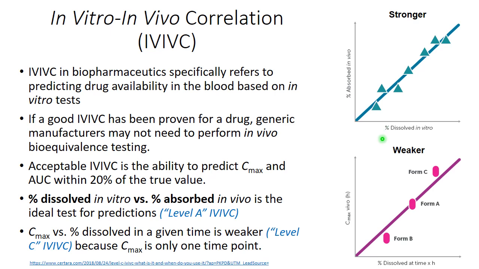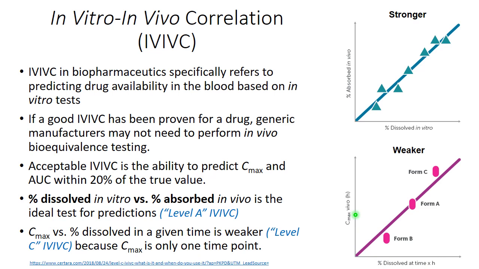And that's the strongest, which would be considered the level A in vitro in vivo correlation, and that's the best correlation you can get for regulatory purposes. A little bit weaker would be some of the other levels. Level C would be basically looking at the Cmax versus the percent dissolved in a given time. So percent dissolved at time X compared to the Cmax, because the Cmax is only looking at one time point. So it's a little bit weaker evidence.